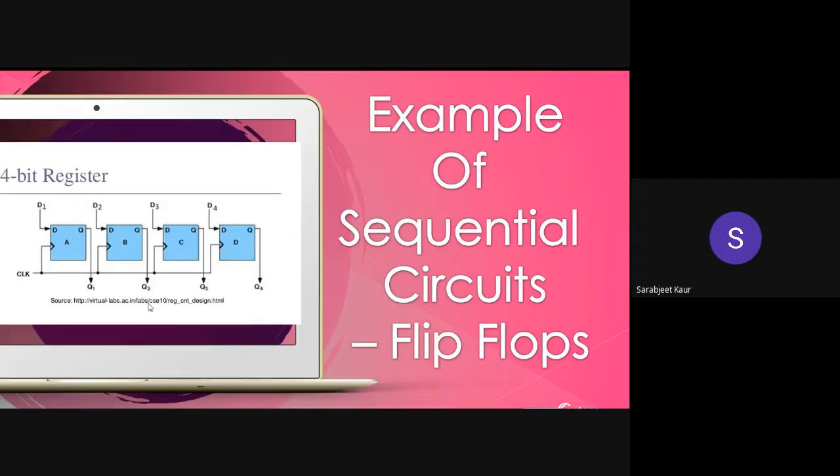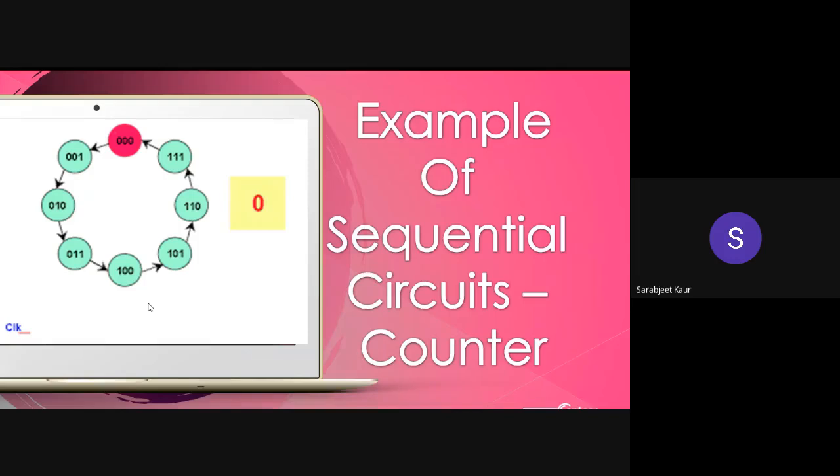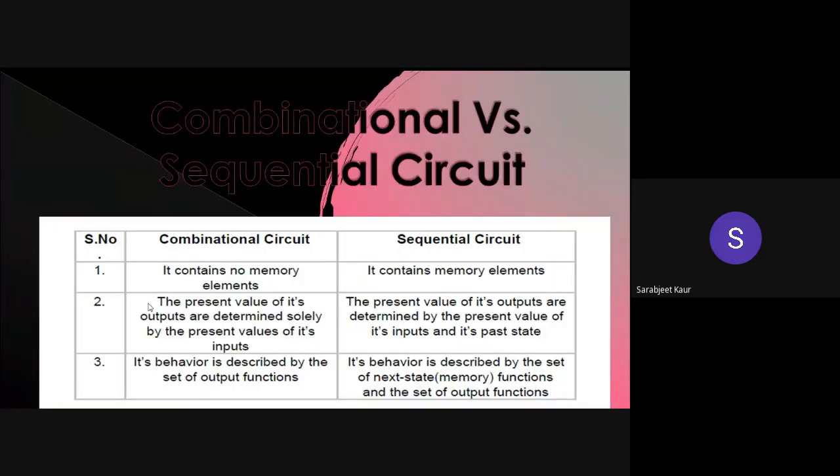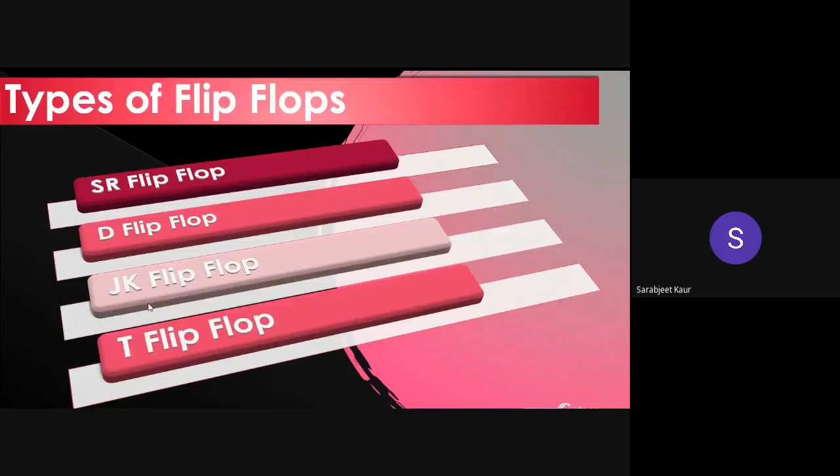So we had seen that a counter is one of the examples of a sequential circuit, and another example is a flip-flop, and therefore a register as well, because it is made up from a combination of flip-flops, right? So we had discussed the differences between the combinational circuit and the sequential circuits. I have again revisited that verbally for you. Okay, let us start with the types of flip-flops today.